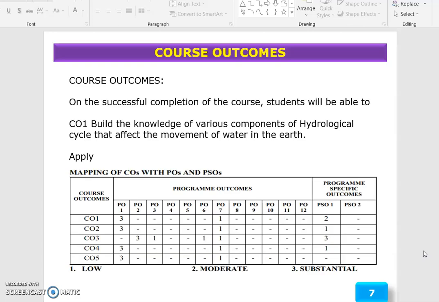So the course outcome of this is, on the successful completion of this course, the student will be able to understand the course outcome one: build the knowledge of various components of the hydrological cycle that affect the movement of water in the earth. The program outcome is correlated, CO1 is 1 and 7 with the program specific outcome 1.